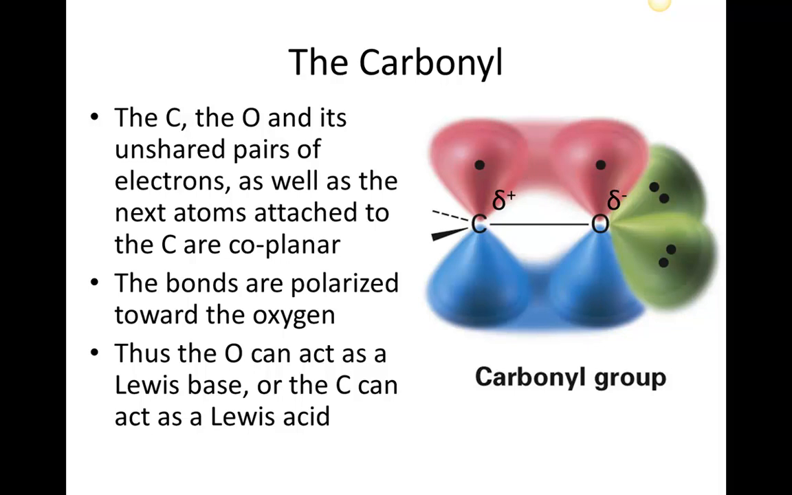Conversely, because you have these unshared pairs of electrons on the oxygen and this negative character, it could act as a Lewis base and donate that pair of electrons, or one of those pairs, to some other group. So whether the compound that you're studying behaves as an acid or as a base depends on what it's interacting with. But this characteristic of the carbonyl is important to keep in mind as you go through looking at the possibilities.